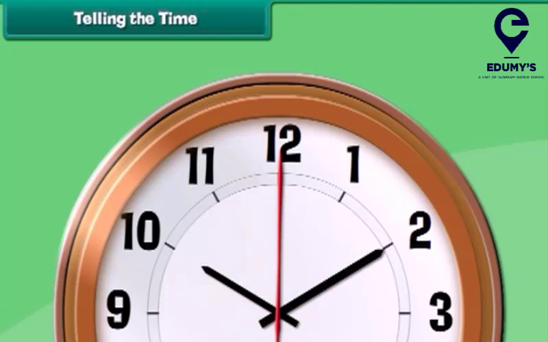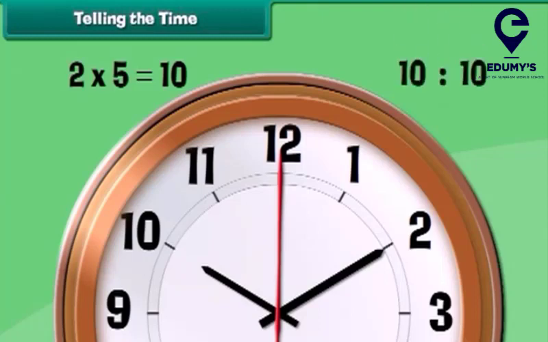Another way to read minutes is to multiply the number by 5. When the minute hand is at 2, the clock is showing 2 multiplied by 5, that is 10 minutes. This clock is showing the time 10 past 10.